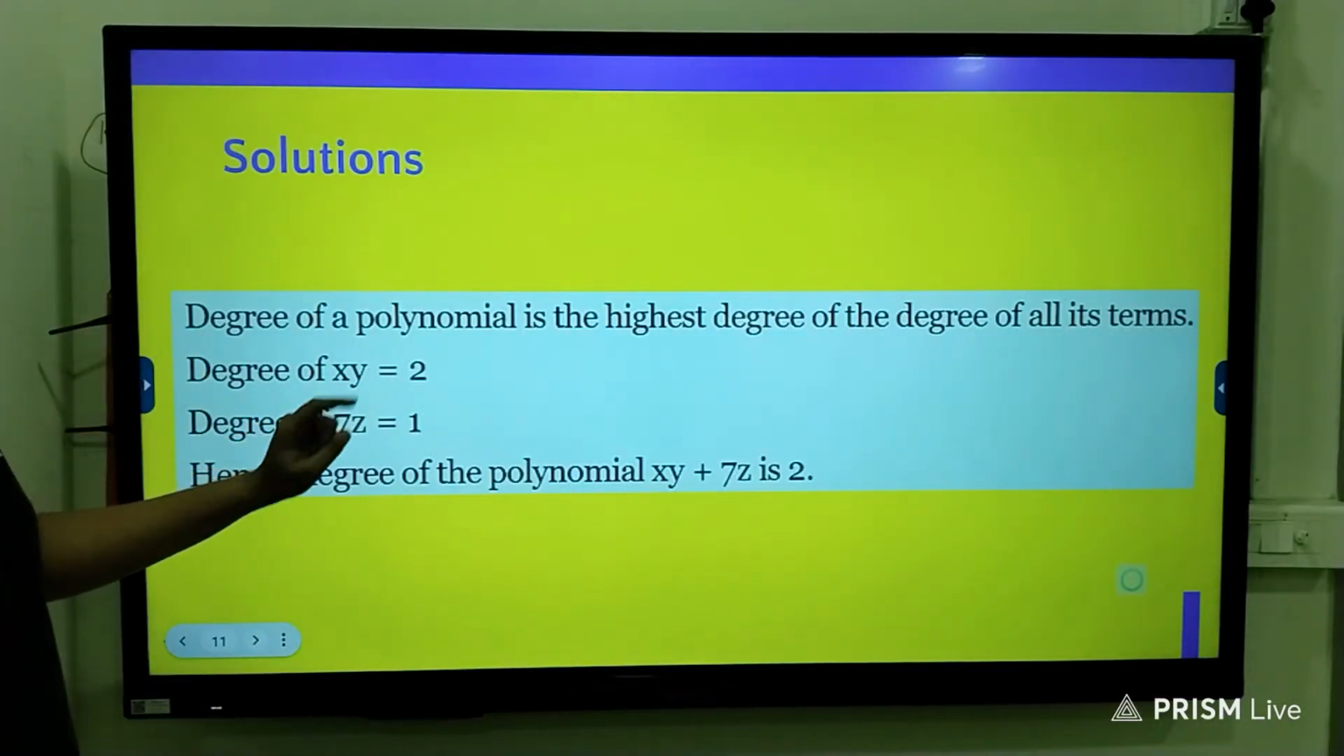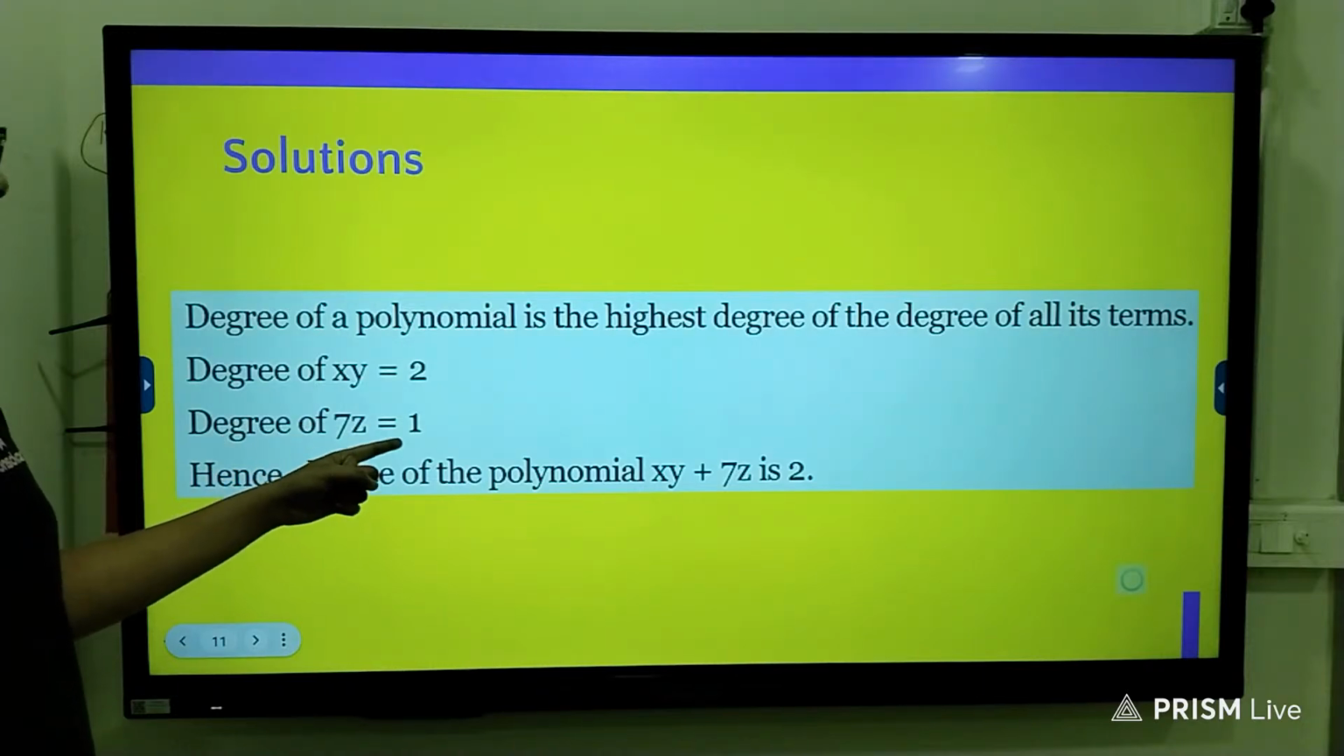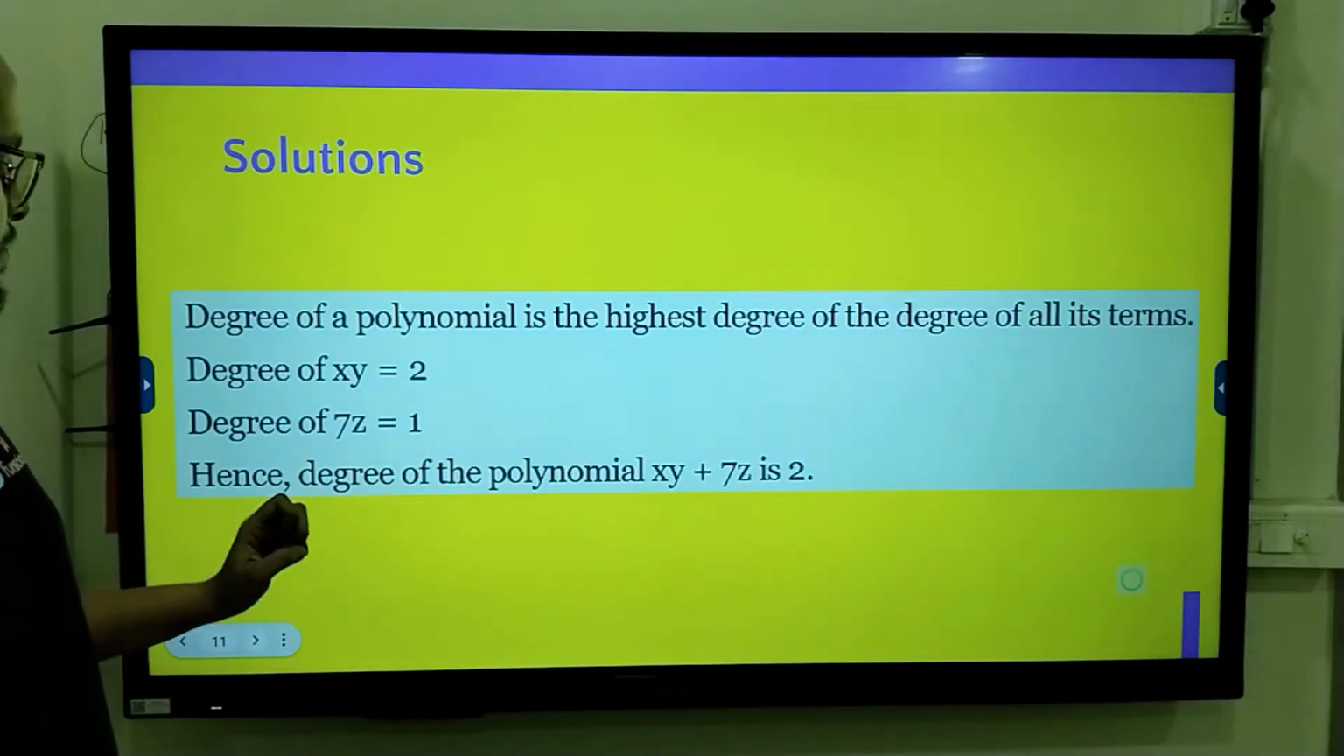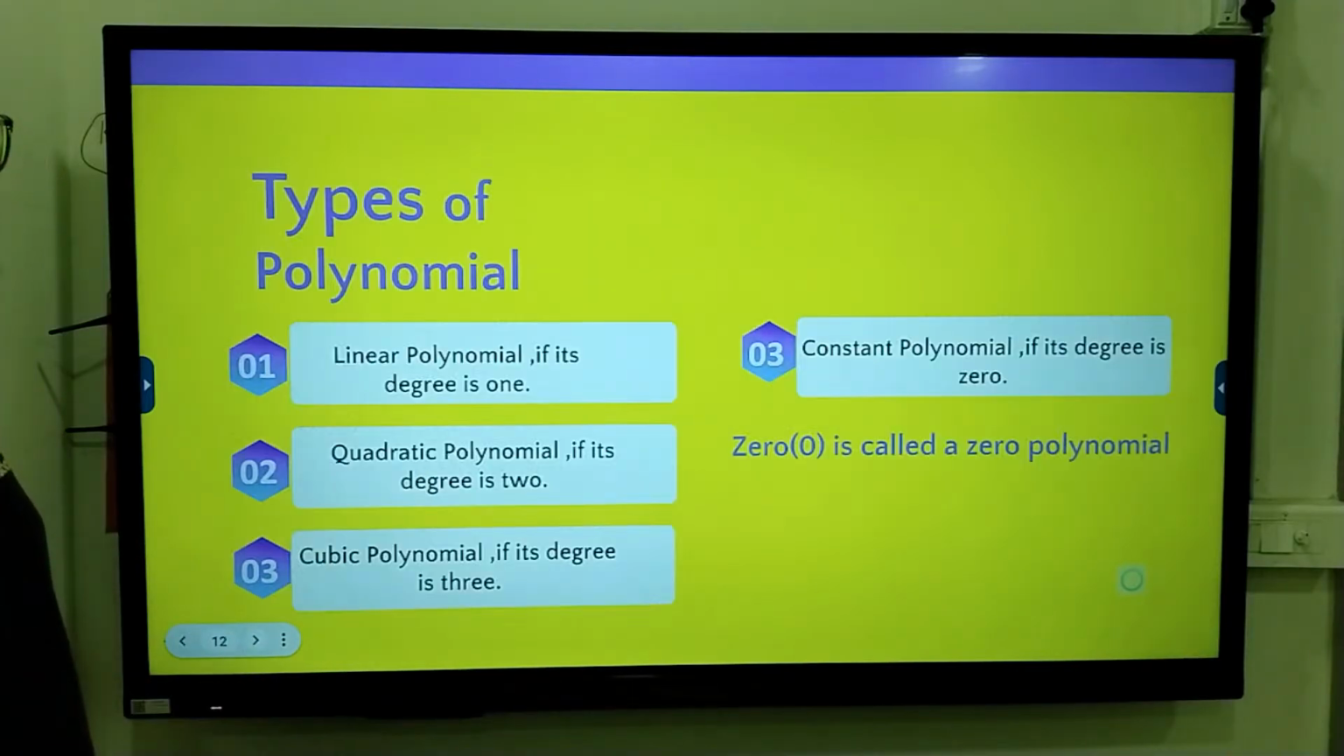So degree of xy is 2, degree of z is 1. So hence the degree of the polynomial xy plus 7z is 2. Okay. I hope you have understood this.